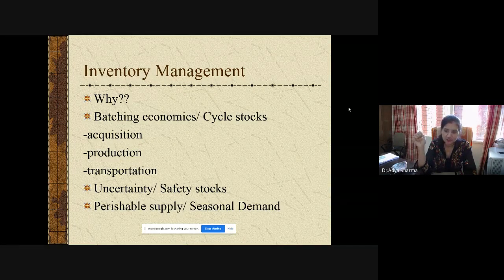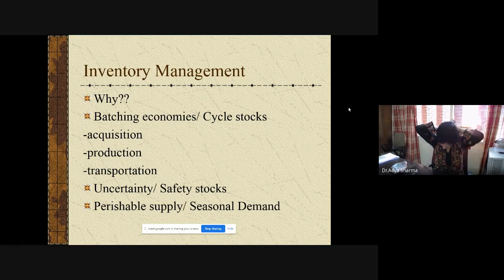Finally, transportation. Half truckload and full truckload, I told you yesterday, is far cheaper than sending an empty truck or a truck which is not half truckload. The moment we do that, we have inventory. Yes, we also have inventory as safety stocks. We have inventory for perishable products or seasonal demand also.